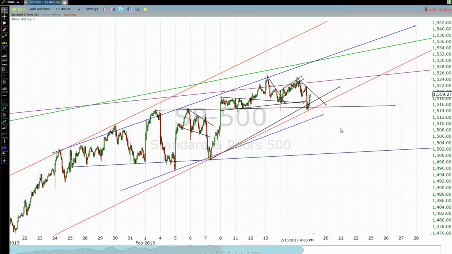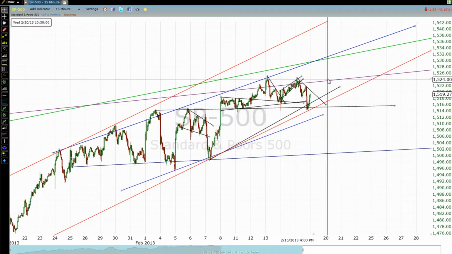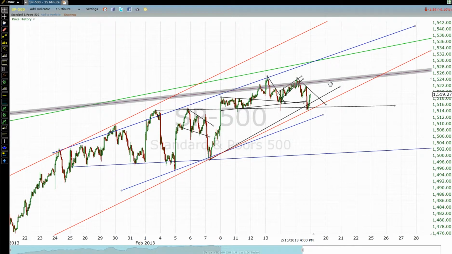Okay, so that pretty much wraps up the S&P for today. Let's see what happens in tonight's trade, whether this red line will hold up and whether we'll get a tackle at this overhead resistance level in the 1520s. Let's take a look now at the Asx200.